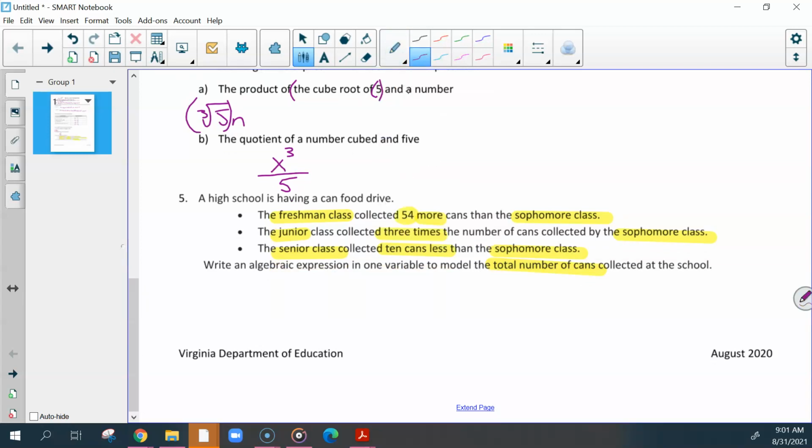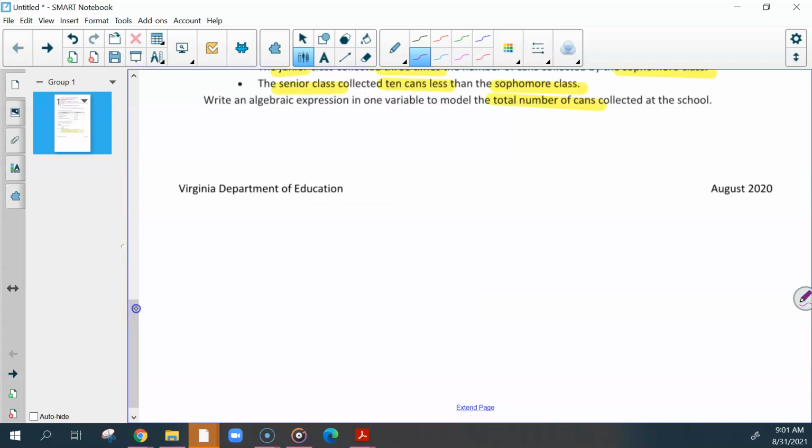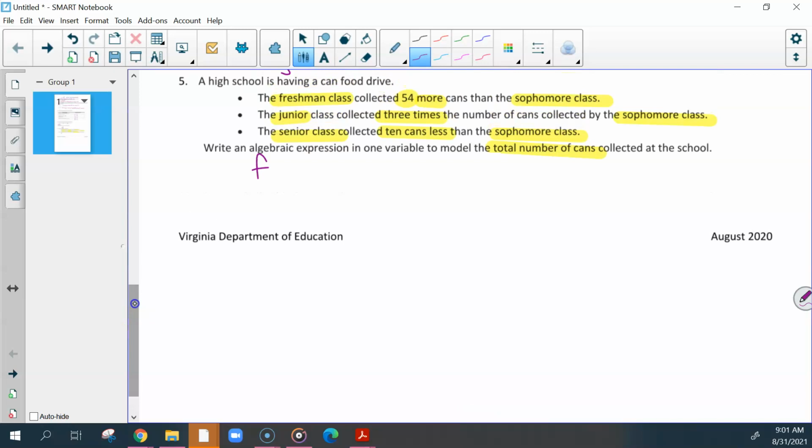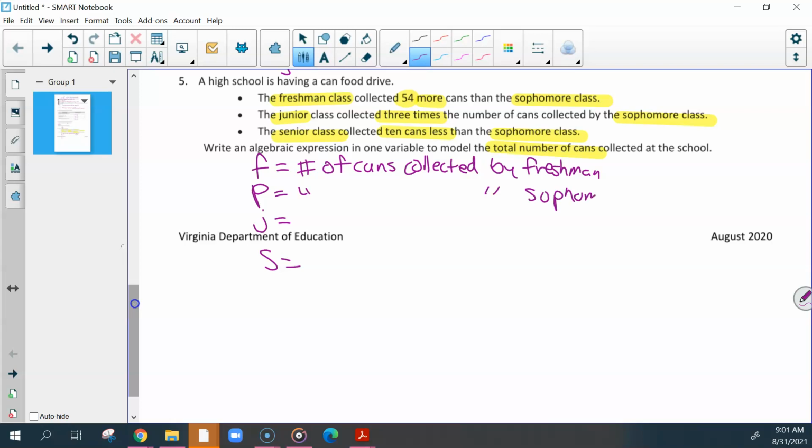So there are quite a few things that we don't know. We don't actually know how many cans the freshmen collected, the sophomores collected, the juniors, or the seniors. So I would say pick 4 variables, start with that. So I use F, P, J, and S, the number of cans collected. F is the number of cans collected by freshmen, this would be the same but by sophomores, this would be the same but by juniors, and this would be the same but by seniors.